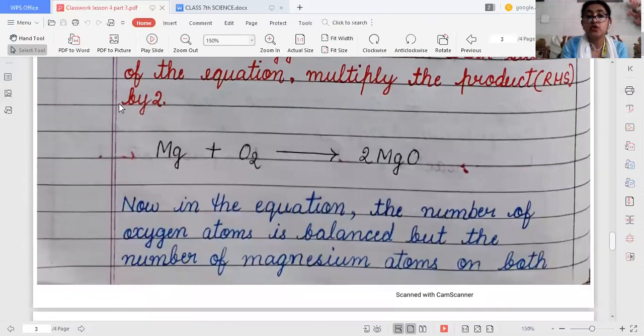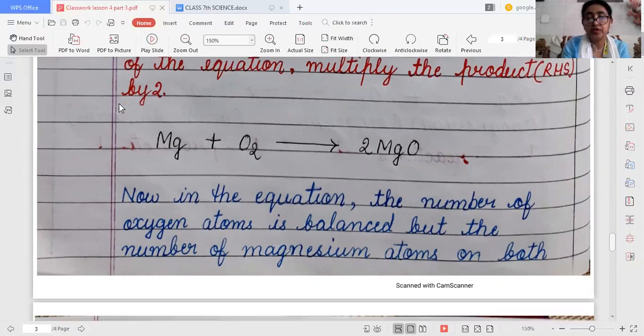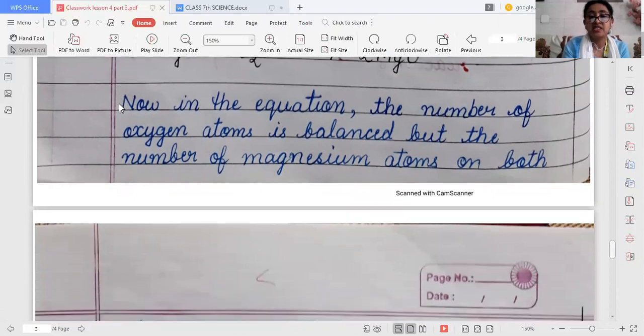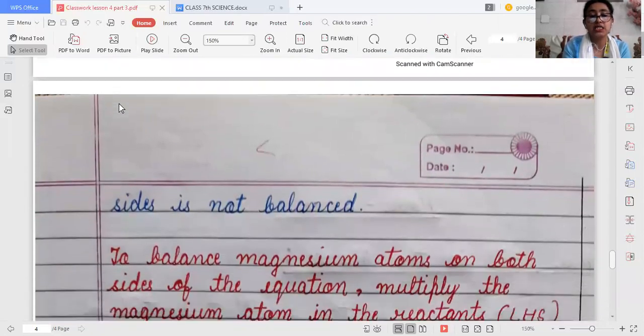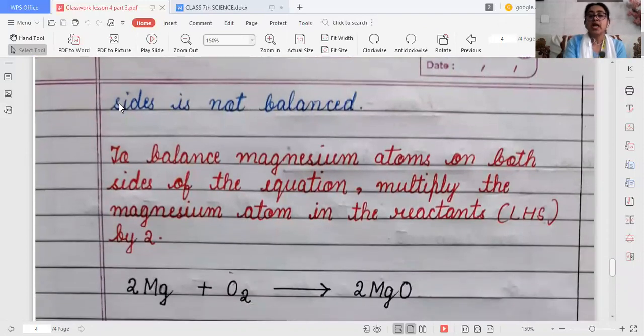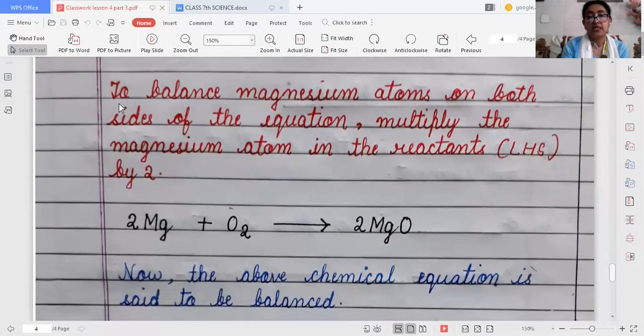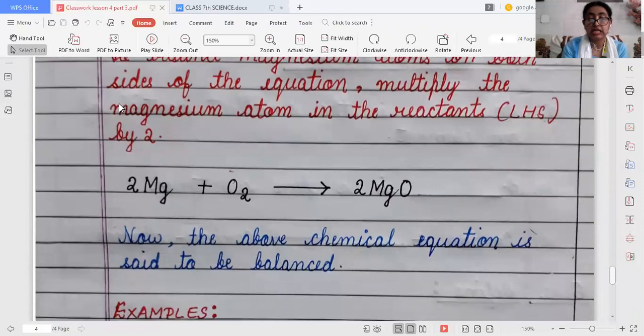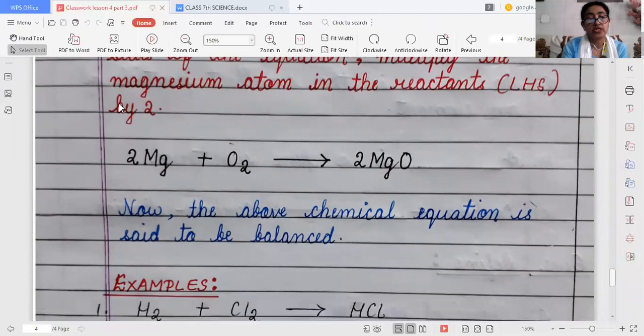But now again this equation is not balanced. Why? Now you will see the number of oxygen atoms is balanced, but the number of magnesium atoms on both sides is different. Now we have to balance the number of magnesium atoms. Now for this, what will we do? We will multiply the magnesium atom in the reactants, which is present on the left hand side, by 2. Now you can see 2Mg plus O2 gives 2MgO. Now we can see the above equation is balanced.